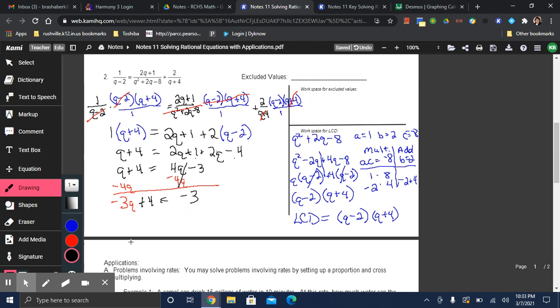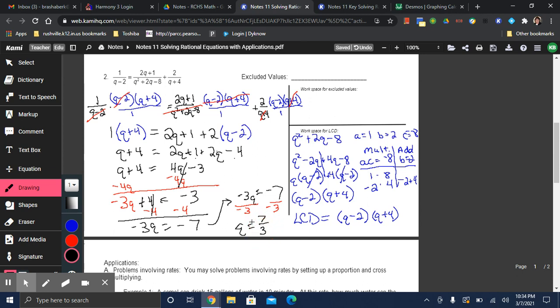Then we have 4 that we can subtract from both sides, and so those cancel. That gives us negative 3q equals negative 7. I'm going to rewrite that. We can divide both sides by negative 3. Now we're going to get a fraction, and that sometimes happens. So q equals, the two negatives become a positive, but just leave the fraction.